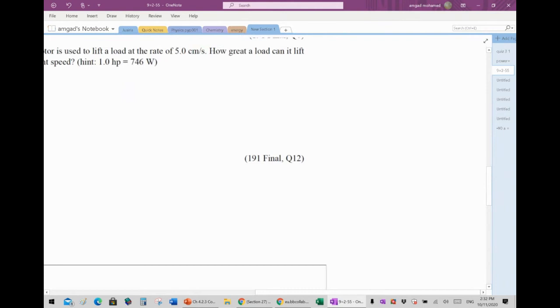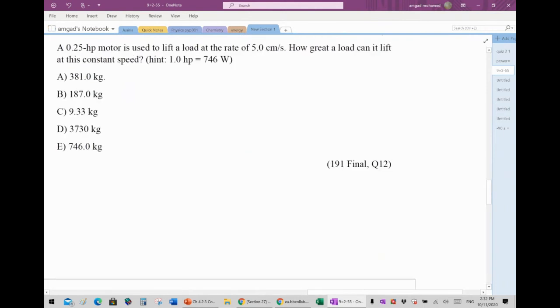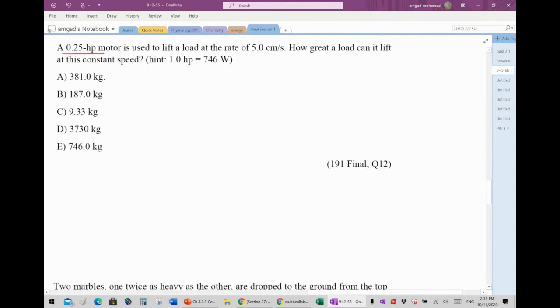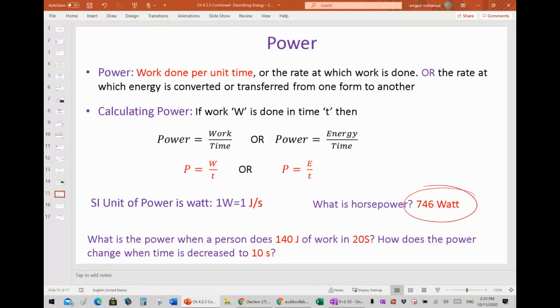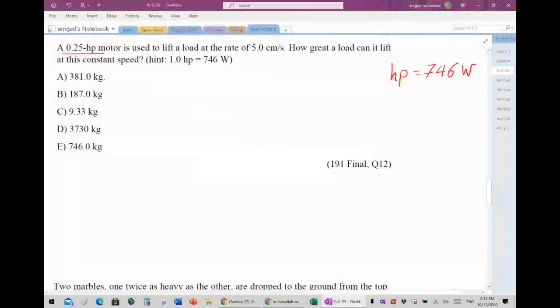Let's see some other idea. A 0.25 horsepower motor. Horsepower, we just said the horsepower is what? 746 or what? You remember? Around it. I guess the value is 746 watt. Almost 746 watt. So actually he gave it to you at the end of the problem. Oh, that's good. You are lucky. Oh, I mean, they were lucky.